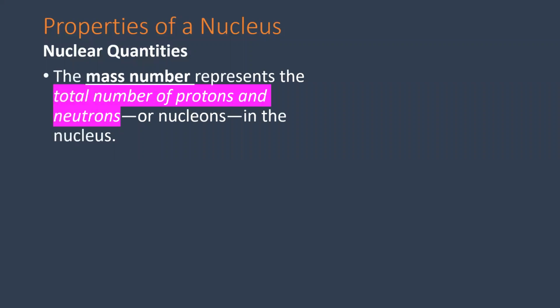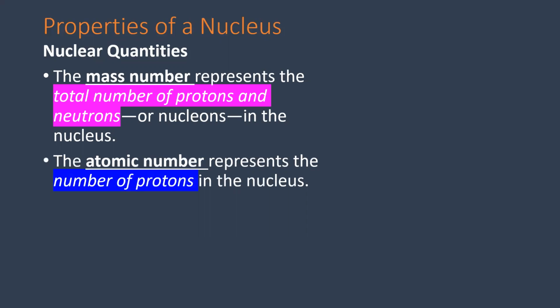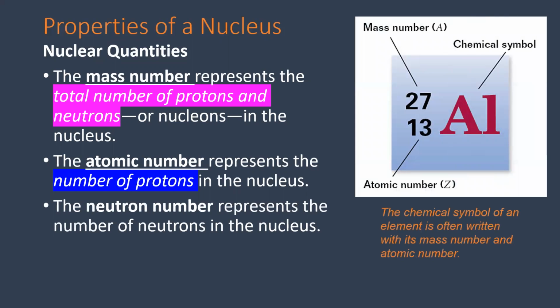So we did look at mass number last year in chemistry. Let's talk about these nuclear quantities, nuclear being pertaining to the nucleus. The mass number represents all of the protons and all of the neutrons. These are what would be referred to as the nucleons in the nucleus. So all particles in the nucleus are represented by the mass number. It's the total protons plus the total neutrons. And the atomic number strictly represents the number of protons in the nucleus. And then the neutron number represents the number of neutrons specifically in the nucleus.